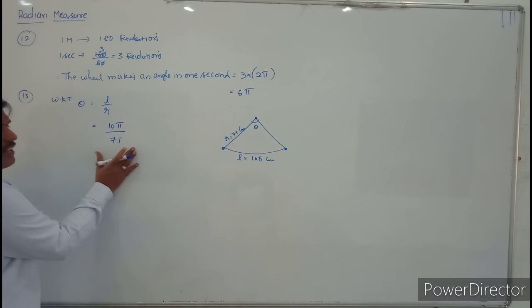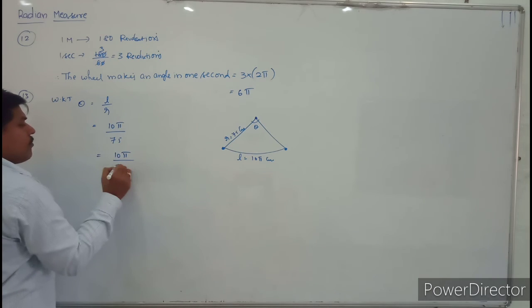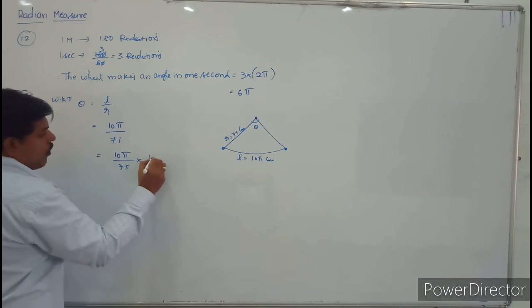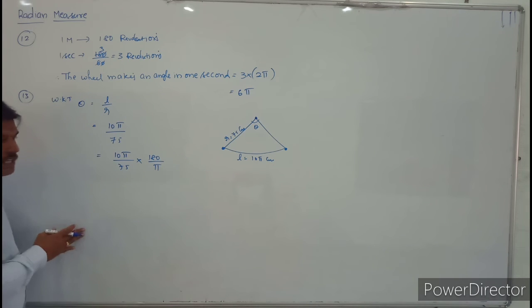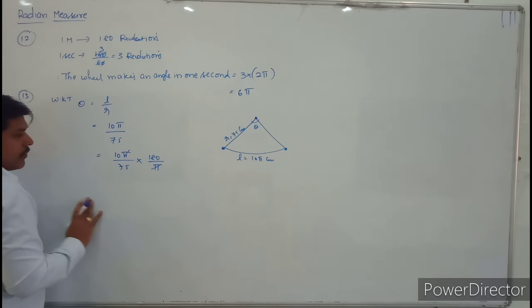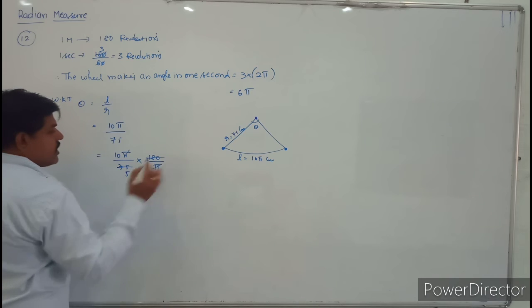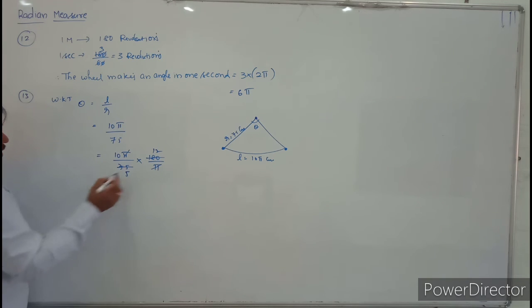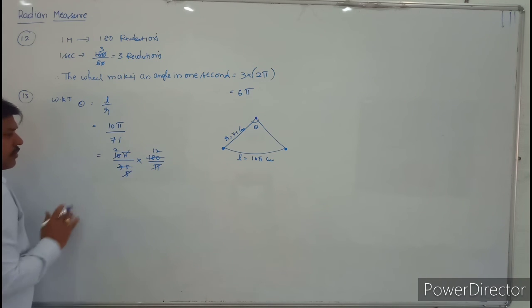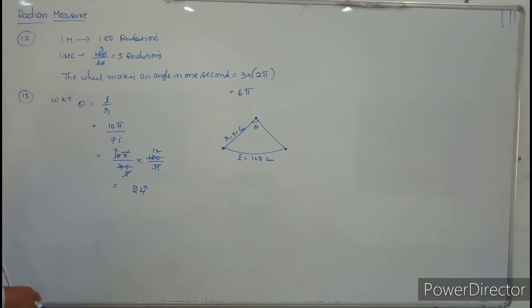This is in radians. If you convert into degrees, you have to multiply with 180 by pi, so that is 10 pi by 75 into 180 by pi. Why? Because the answer is given in degrees, so you have to convert into degrees. So pi will be cancelled, 15 5s will be cancelled, 15 12s will be cancelled, and it comes to 24 degrees. See that question, students.